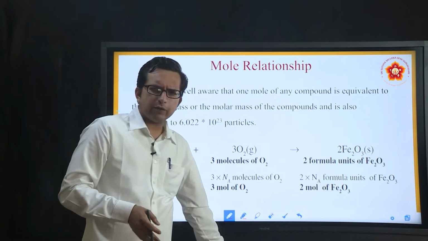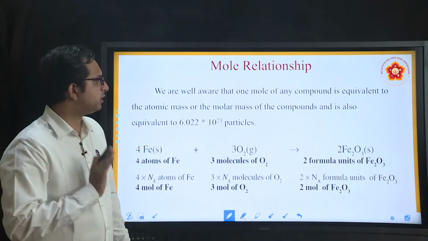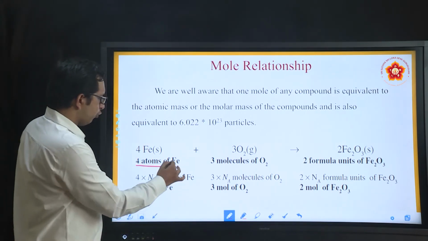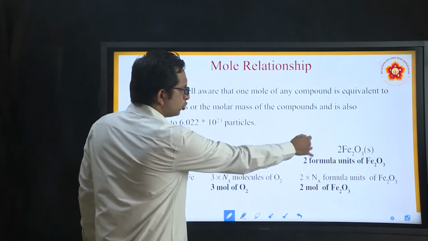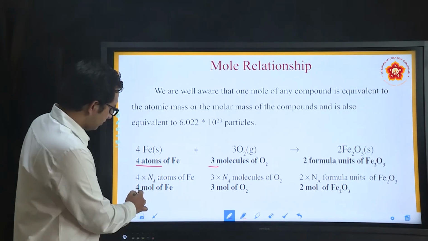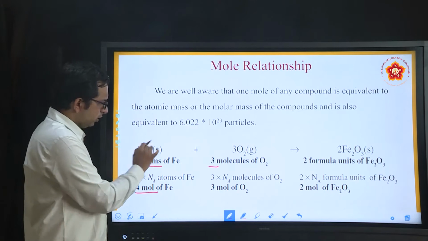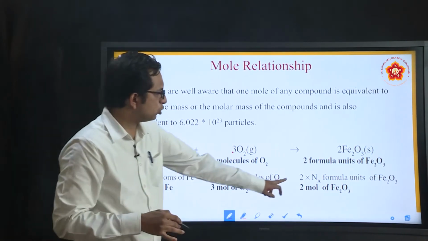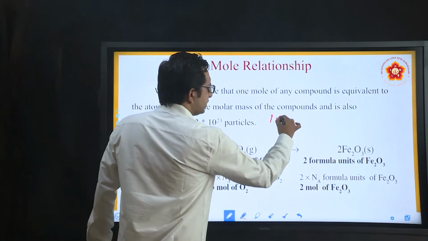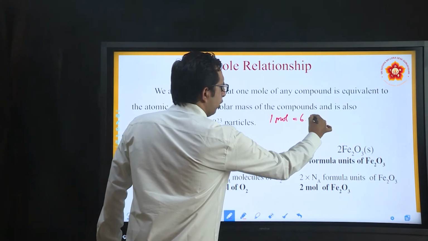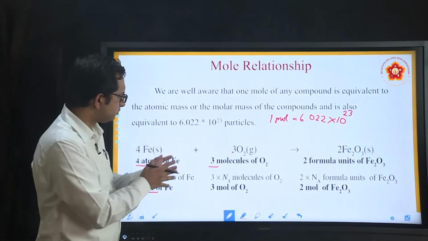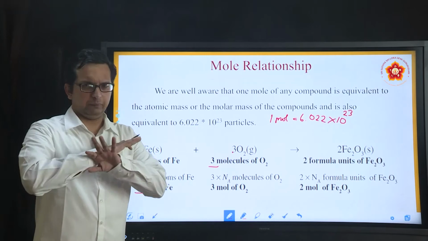Moving further, when we talk about stoichiometry, that is nothing but measurement of elements, we have various aspects that can be measured. The first one we have already seen: 4 atoms of iron, 3 molecules of oxygen to give 2 formula units of Fe2O3. Now, what is the other aspect here? This also we have seen: 4 moles of iron react with 3 moles of oxygen to give 2 moles of iron oxide. One thing is absolutely clear to us: 1 mole is equal to 6.022 × 10^23 particles. It can be atoms, molecules, formula units, it can be anything.